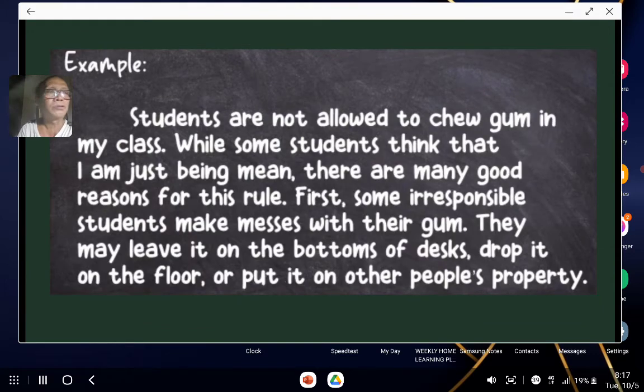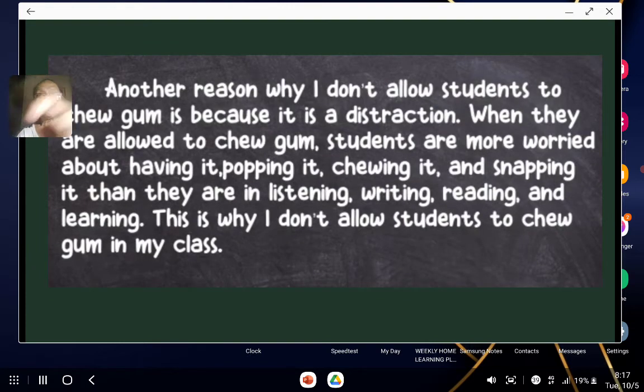Students are not allowed to chew gum in my class, while some students think that I am just being mean. There are many good reasons for this rule. First, some irresponsible students make messes with their gum. They may leave it on the bottom of desks, drop it on the floor, or put it on other people's property. Another reason why I don't allow students to chew gum is because it is a distraction. When they are allowed to chew gum, students are more worried about having it, popping it, chewing it, and snapping it than they are in listening, writing, reading, and learning. This is why I don't allow students to chew gum in the class.